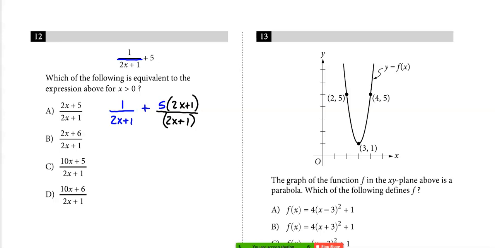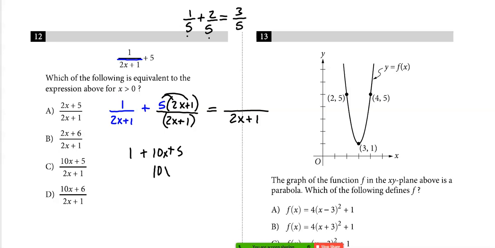So when you add fractions, think about like if you add 1/5 plus 2/5. The rule when you add fractions is if the bottom numbers are the same, keep it the same and add the top. So I'm going to keep my bottom the same, but now I got to add the top, which is going to be 1 plus, and then I got to distribute here, 10x plus 5. So that's actually 10x plus 6 when I put these two together. And that gets me the same answer.